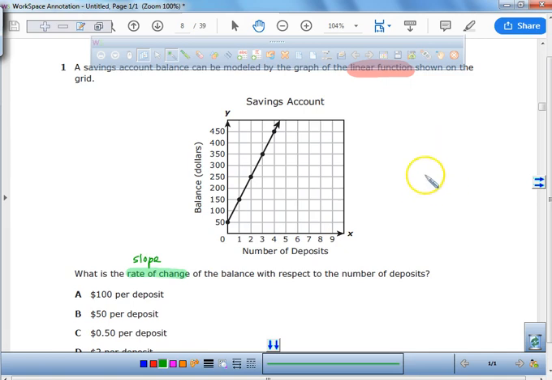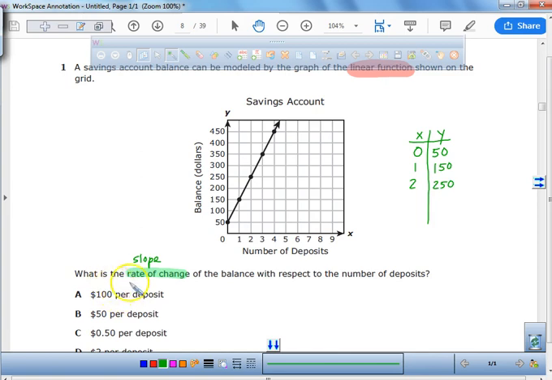Okay? So something I'd like everybody to be able to do is take information and just make a table out of it. Right here we have x, which is the number of deposits, and y, which is the balance in dollars. Zero deposits, how much money? 50. After one deposit, what's it up to? 150. After two deposits, what's it up to? 250.